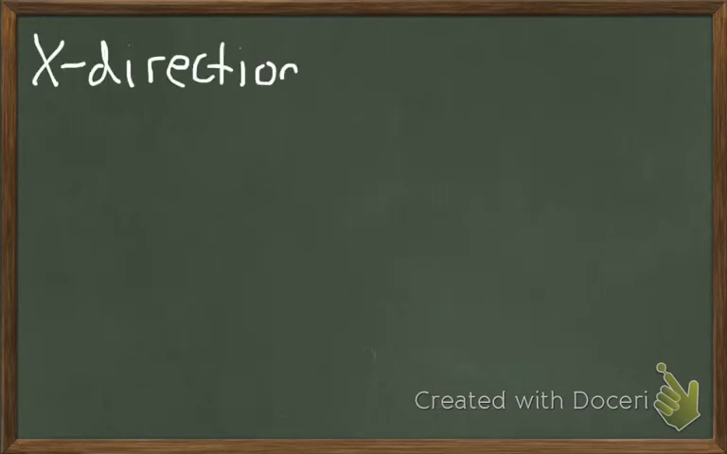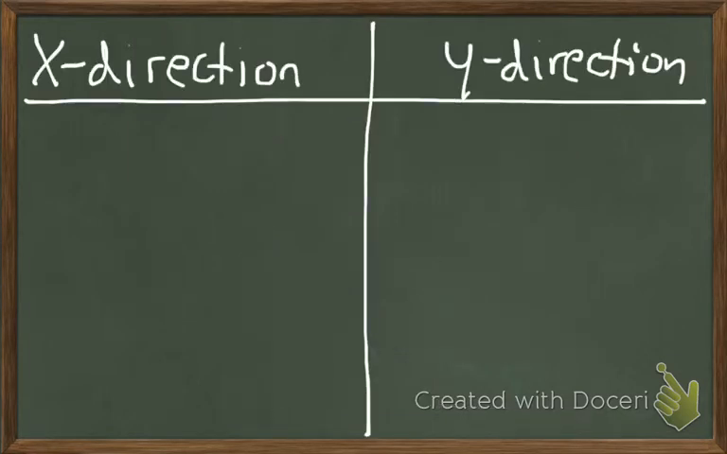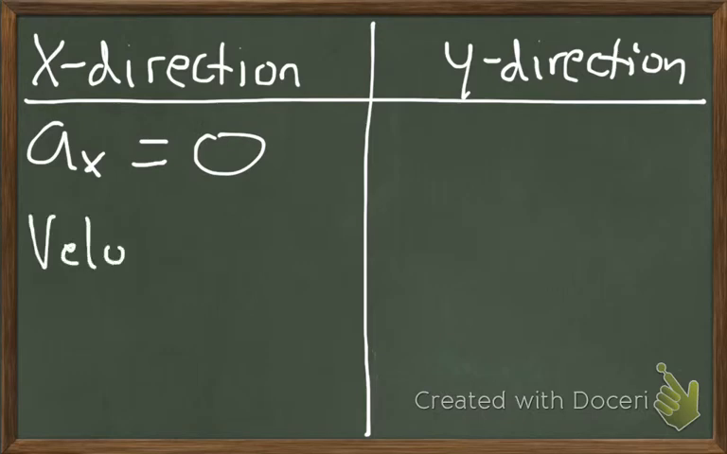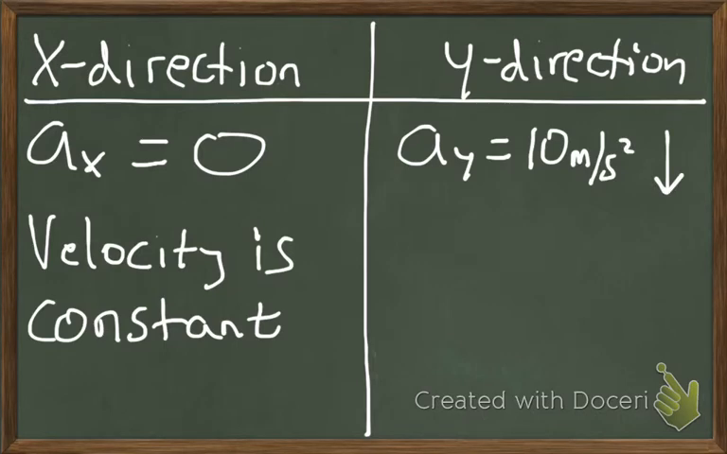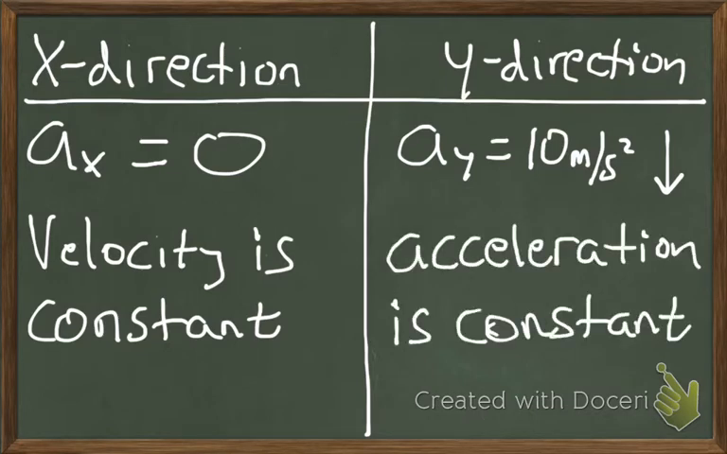Okay. It helps with these problems if we are looking at something that's moving in 2 dimensions. We want to separate the x direction and y direction. And the thing that we conclude is that there's no acceleration in the x direction. So whatever that velocity ended up being, it's going to stay the same throughout the whole time. So velocity is constant. And in the y direction, we know the acceleration always is 10 meters per second down. So our acceleration is constant.